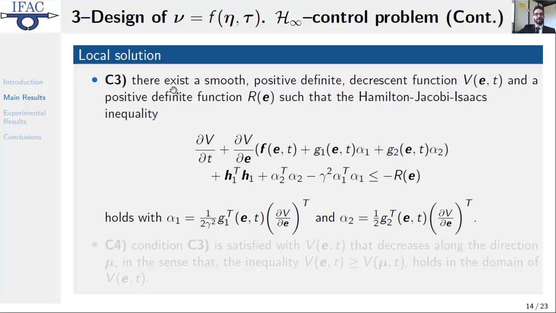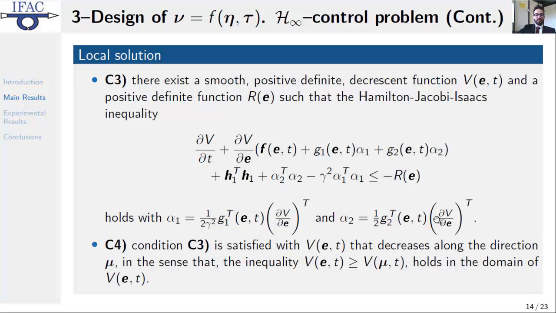The third condition: there exists a smooth, positive definite decreasing function V and a positive definite function R such that the Hamilton-Jacobi-Isaacs inequality presented here holds with alpha 1 and alpha 2 as given here. The fourth condition: condition 3 is satisfied with V that decreases along the direction mu in the sense that the inequality shown here holds in the domain of V.